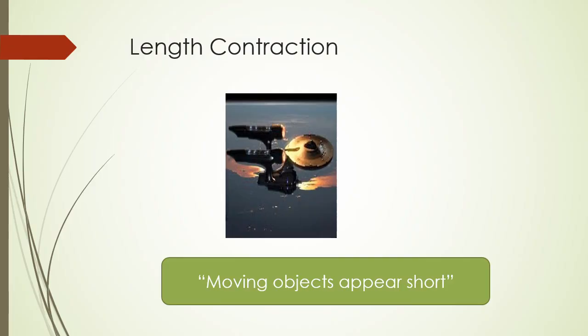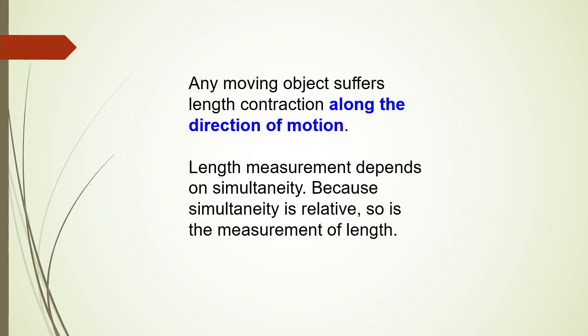Alright, the next phenomenon we're going to study is length contraction. The tagline is: moving objects appear short. If you're a stationary observer looking at an object that's moving, it will be contracted or shortened in the direction that it is moving. So any moving object suffers length contraction along the direction of motion, and the length contraction happens because its measurement itself depends on simultaneity, and simultaneity is relative, so is the measurement of length.